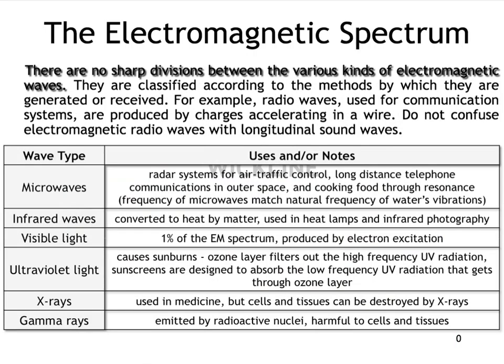You should know the following things. Microwaves are used for communications and also cooking, of course. Infrared waves typically carry heat, like when you are laying in the sun and you feel that heat on your skin. That's really infrared waves. Then we've got visible light, clocking in at a whopping 1% of the spectrum. We have ultraviolet light. It's what causes sunburns, and it's what is being blocked by the ozone layer.